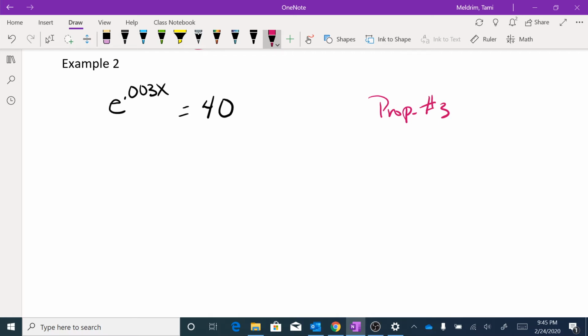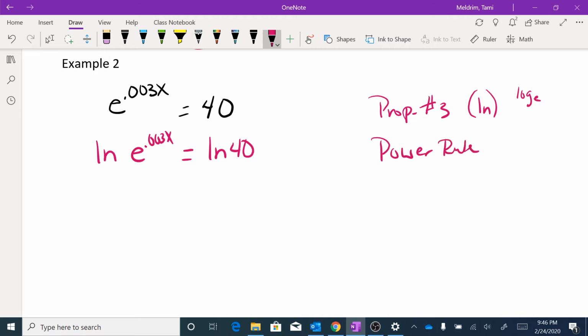Now, whenever we have an e in our equation, we will always use the natural log. Because remember what natural log is? It's log base e. Okay, so you always use a natural log when we're dealing with e. So if I take the natural log of e to the 0.003x power equals the natural log of 40. Go ahead and use your power rule. We're going to take that exponent, move it down to the front.